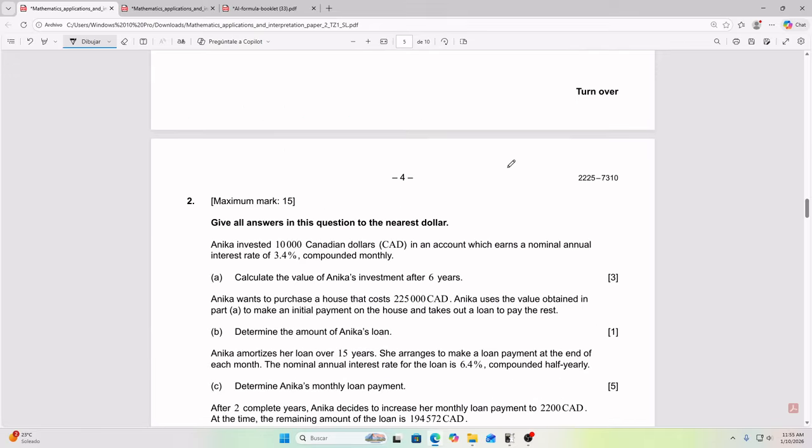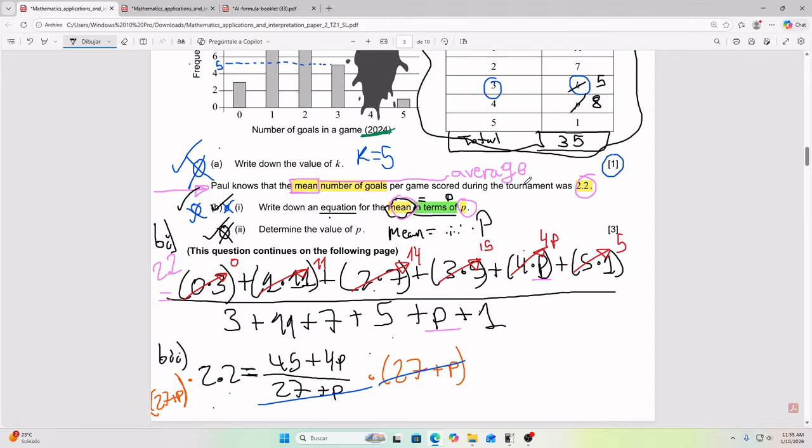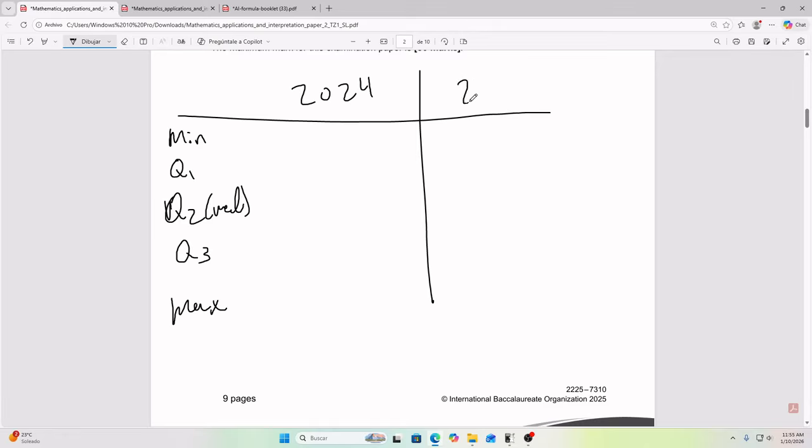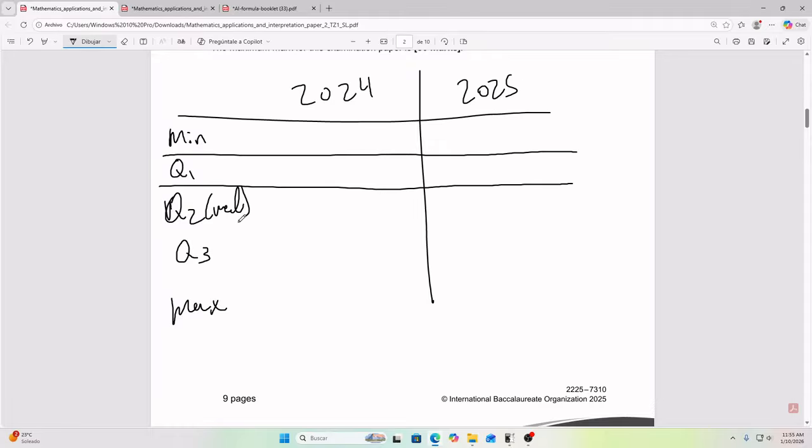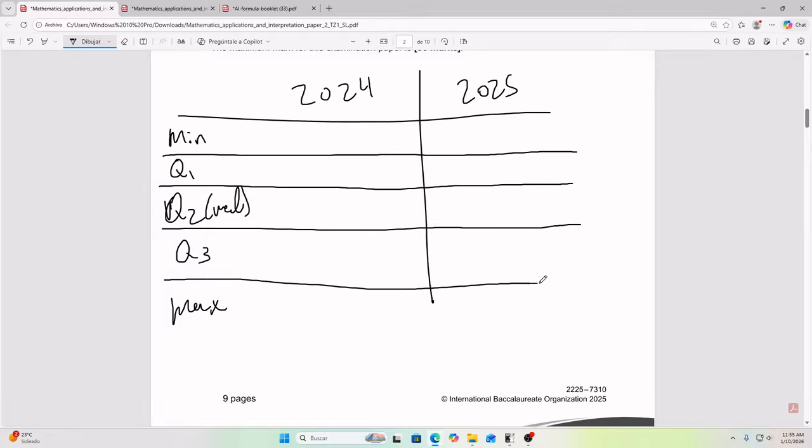If you are able, this paper 2 doesn't give me space, so we're going to do it here. But think about it this way. If for 2024, you were able to establish the min, the Q1, the Q2, which we know is median, the Q3, and the maximum. And the same for 2025. So establish this for 2024, but also 2025. Then it would suddenly become much, much easier to compare both sets of data.